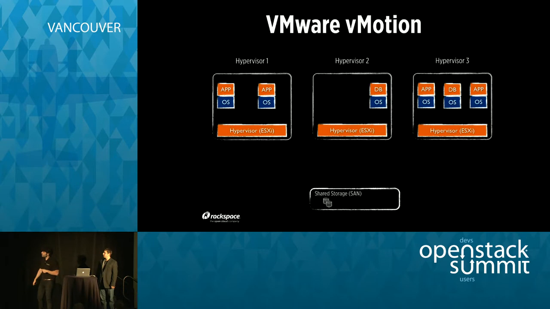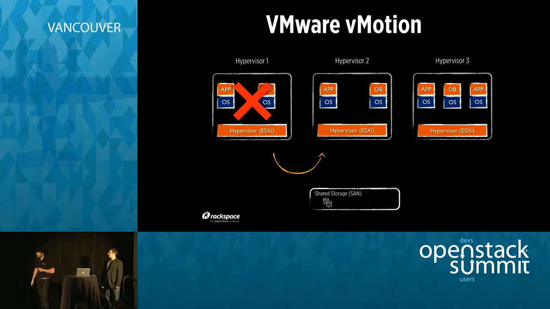So vMotion kind of changed the game a little bit. We have virtual machines here. If one of those physical servers goes down, that virtual machine automatically moves to another hypervisor. We have some shared storage here. I want you to think about this. So that's pretty amazing, right?